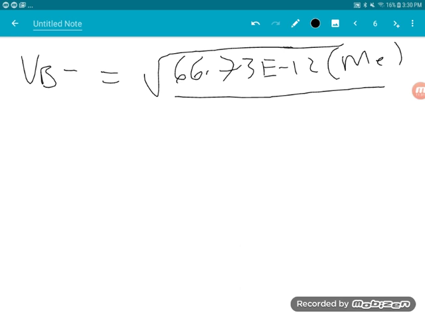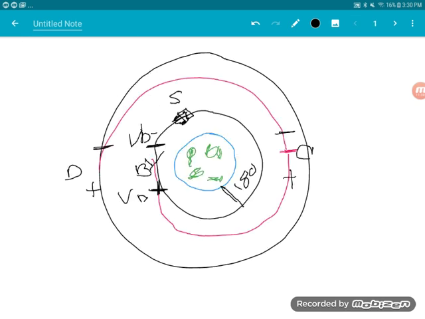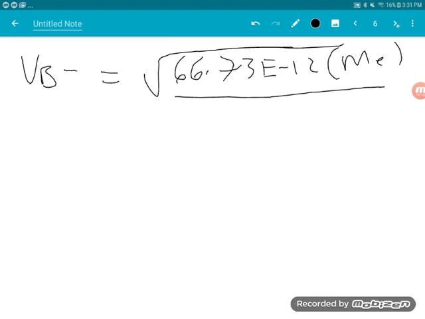Now RB, where is RB? I didn't check that. It's 180, right? No, it's not 180. This is the altitude of 180, but we've got to include the radius of the Earth. So RB is equal to 3,960, which is the radius of the Earth, plus the 180 miles. Oh man, our units are going to be crazy here.